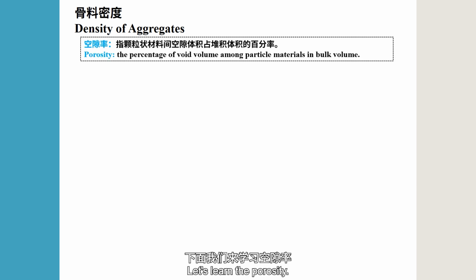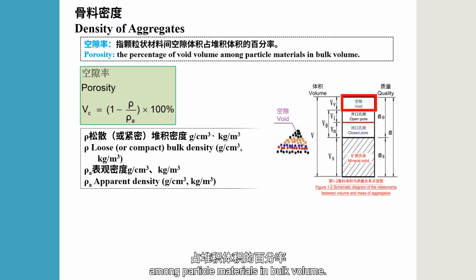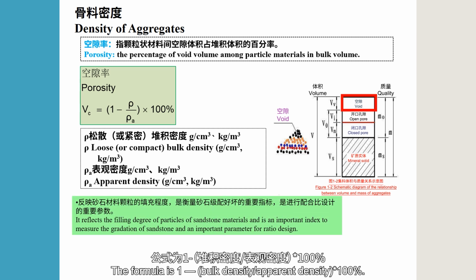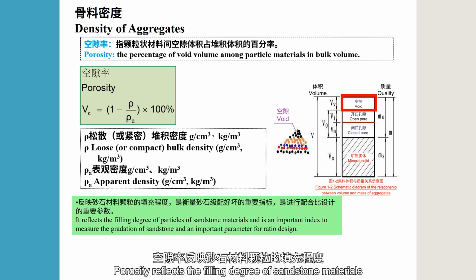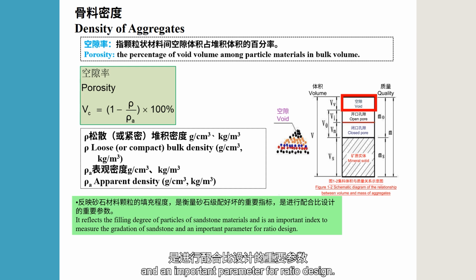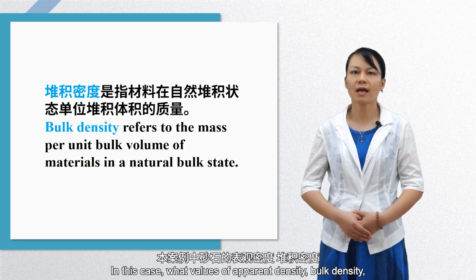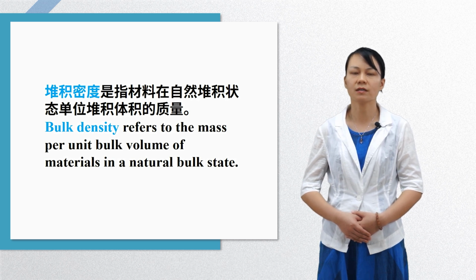Let's learn the porosity. Porosity refers to the percentage of void volume among particle materials in bulk volume. The formula is 1 minus bulk density over apparent density, times 100%. Porosity reflects the filling degree of sandstone materials and is an important index to measure the gradation of sandstone and an important parameter for ratio design. In this case, what values of apparent density, bulk density, and porosity are required for sandstone to meet the standard?